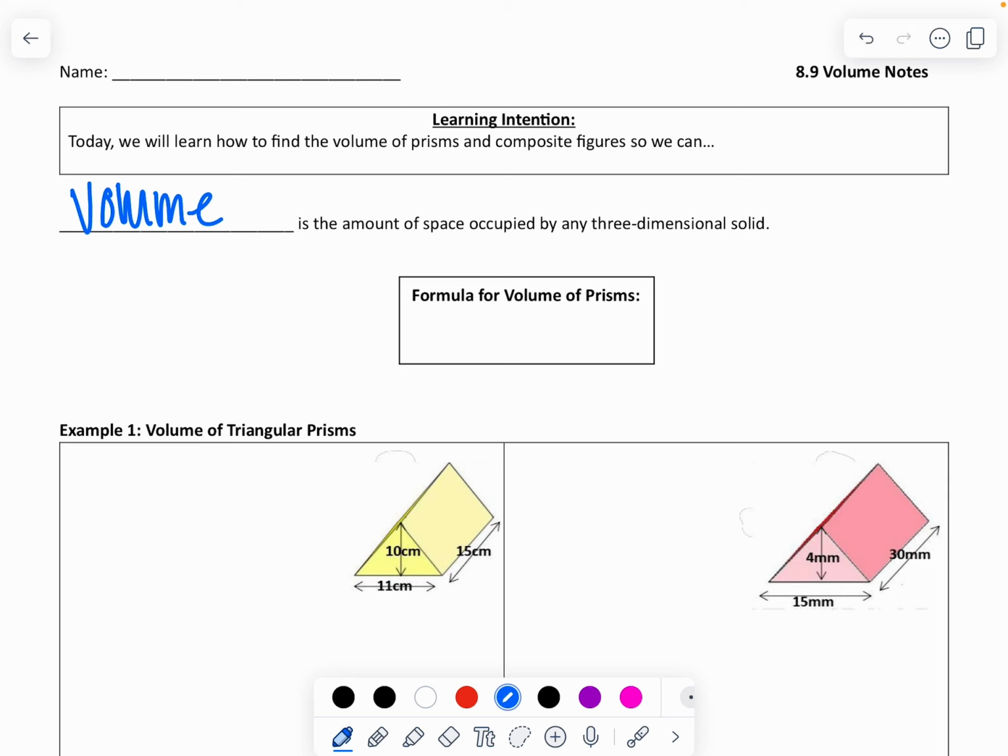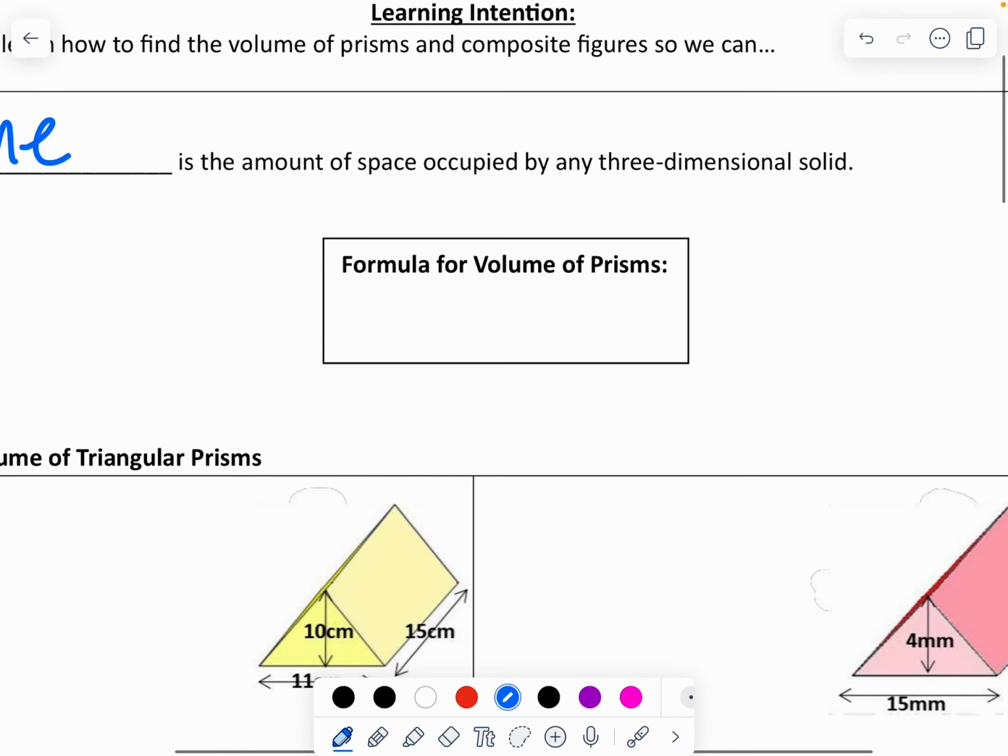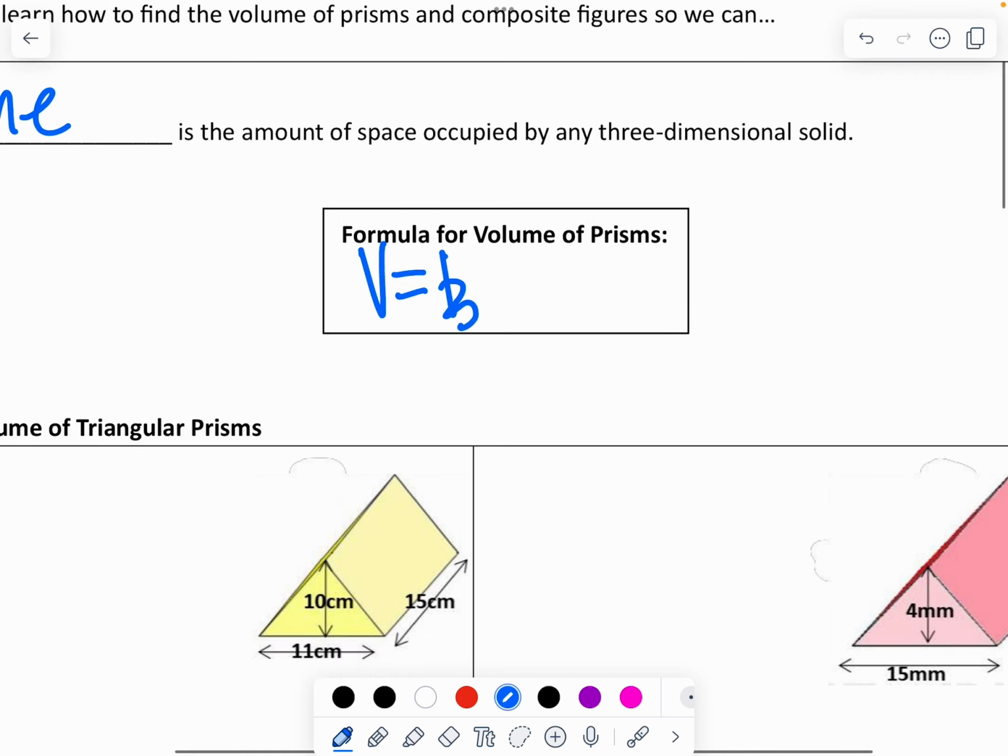Okay, so if we wanted to know how many boxes we could fit into a big box, we would need to find the volume of the big box to figure out how much space it takes up. So that is volume. So our formula for volume of prisms is V equals capital B times little h. So V equals big B times h.